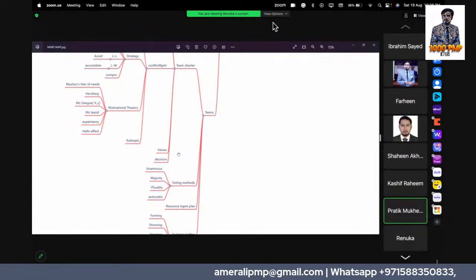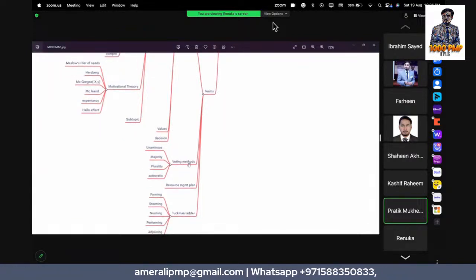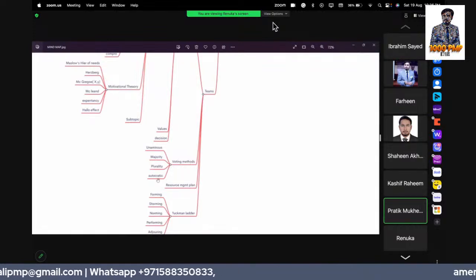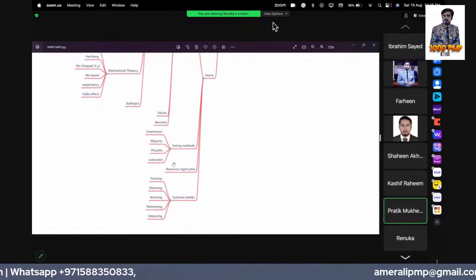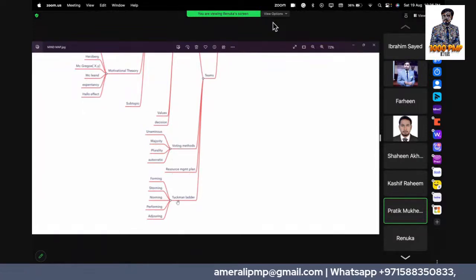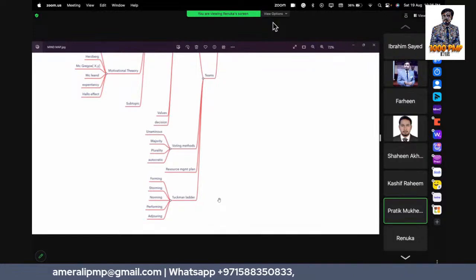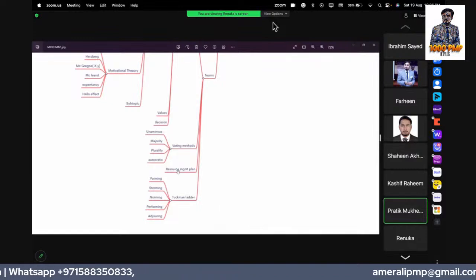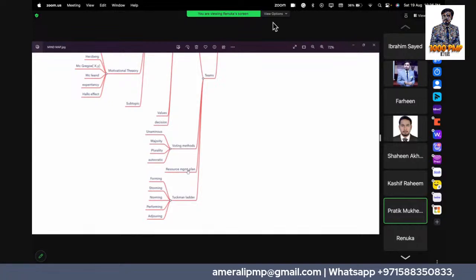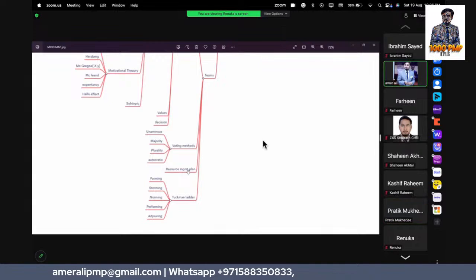Similarly, in teams, we also have four voting methods: unanimity, majority, plurality, and autocratic. In teams, we also create a resource management plan. In the resource management plan, we can further have a RACI matrix, which is responsible, accountable, whom to consult and whom to inform. The resource management plan also includes the budget for training.